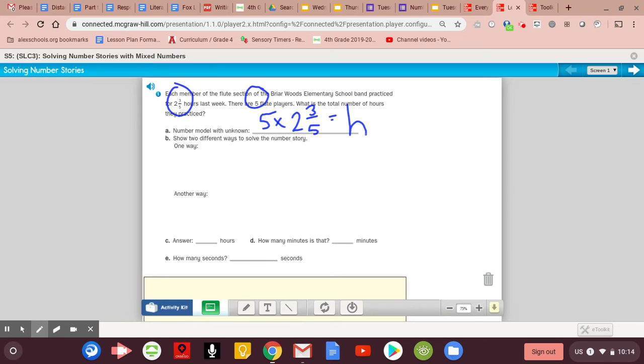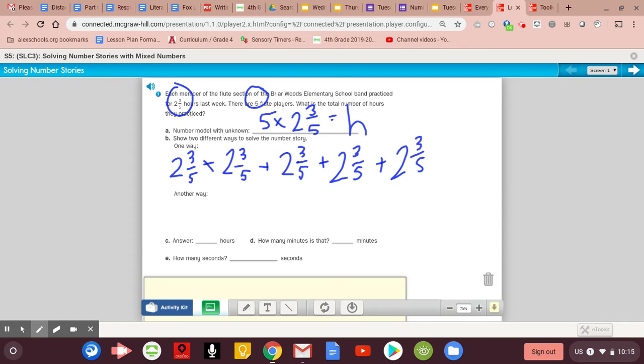So my first way, I think I'm going to do repeated addition. So I'm going to do this 2 3/5 plus 2 3/5 plus 2 3/5 plus 2 3/5 plus 2 3/5. I should have 5 times. 1, 2, 3, 4, 5. Yep. Then I'm going to start by adding together the whole numbers. So 2 plus 2 plus 2 plus 2 plus 2. So 2, 4, 6, 8, and 10. I have 10 wholes, just using my whole numbers of 2.